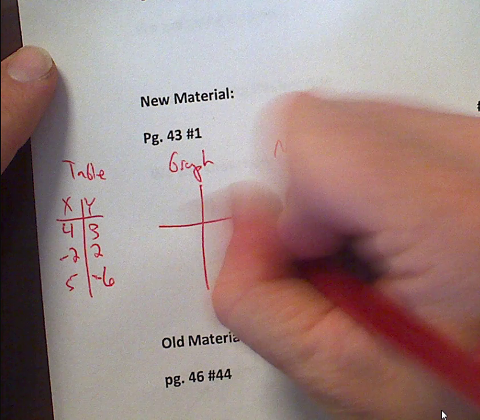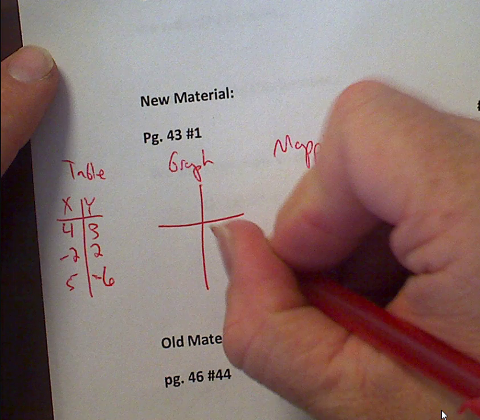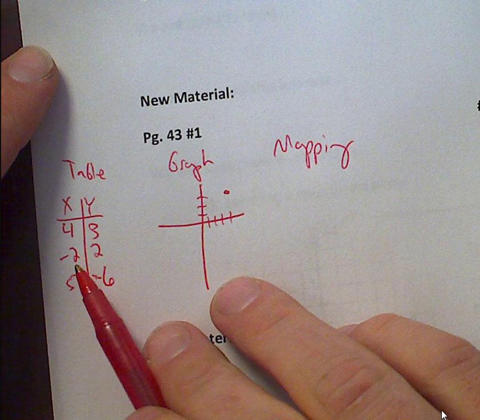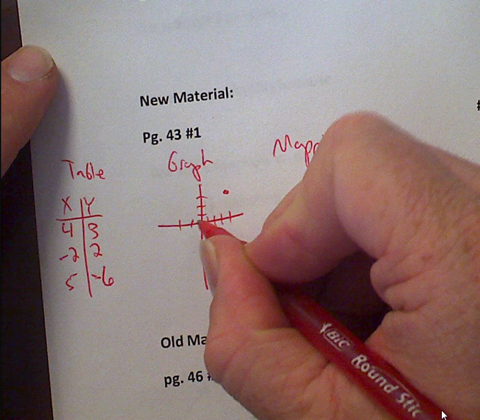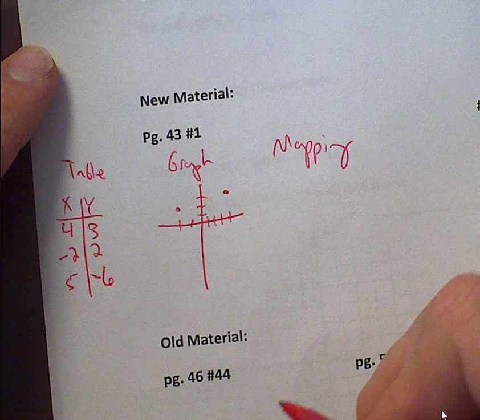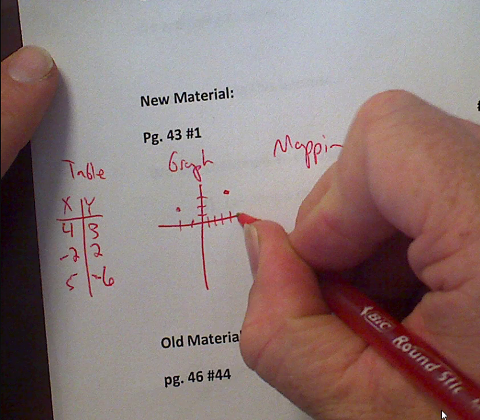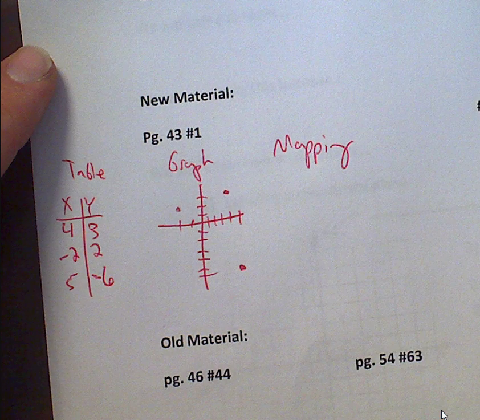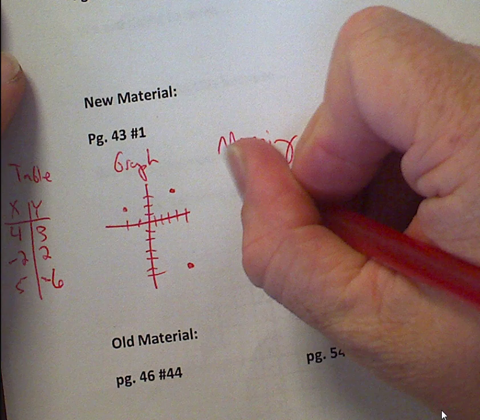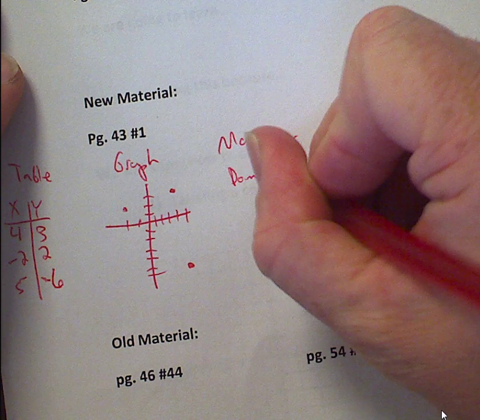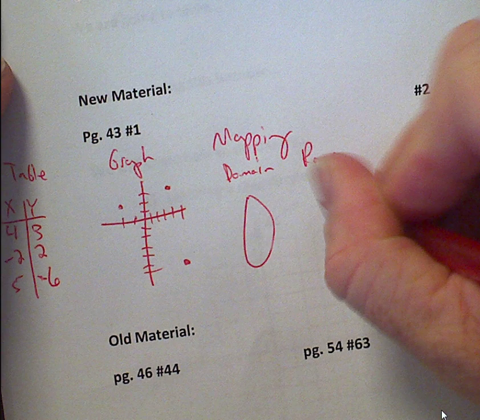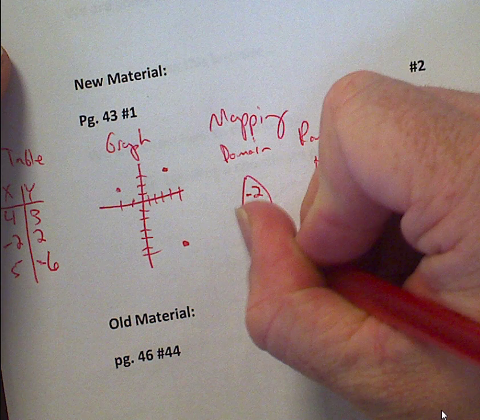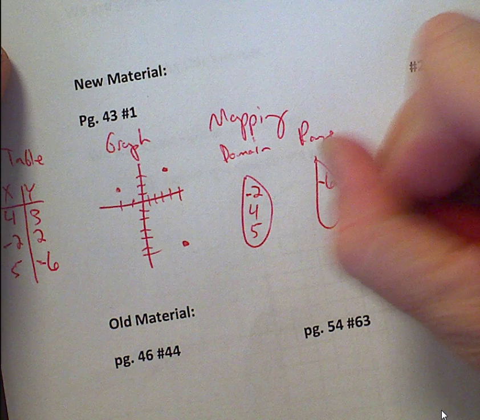My graph, so 4, 3 would be 1, 2, 3, 4, up 1, 2, 3. -2, 2. 5, 1, 2, 3, 4, 5, down 1, 2, 3, 4, 5, 6. There's my graphing, and then my mapping. I have my domain and range, and I have -2, 4, 5. I have -6, 2, 3.